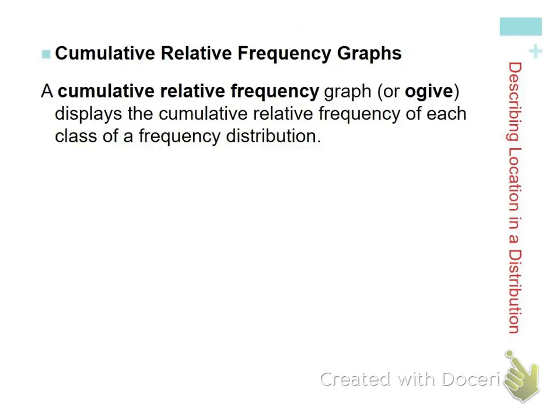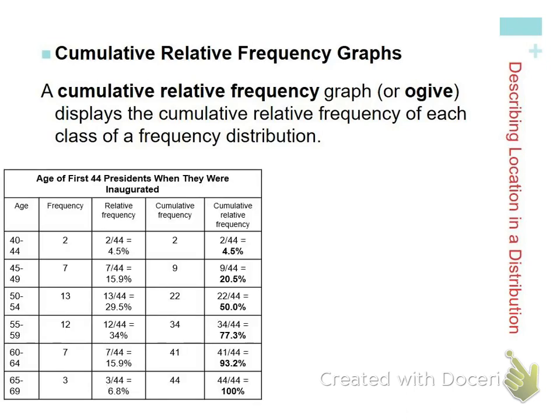All right? Now, how does that relate to the cumulative relative frequency graphs that we've looked at so far? Well, a cumulative relative frequency graph, or an ogive, is just what we use to display the cumulative relative frequency, right? That's the percentile. That's what a cumulative relative frequency is. It's pretty much a percentile, right? So here is the age of the first 44 presidents when they were inaugurated. Okay?